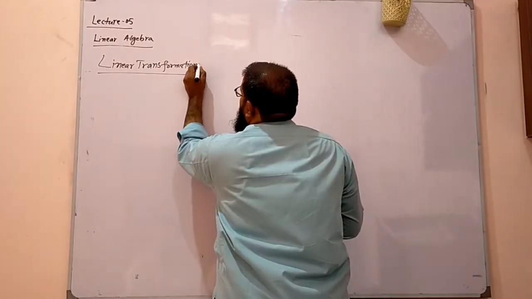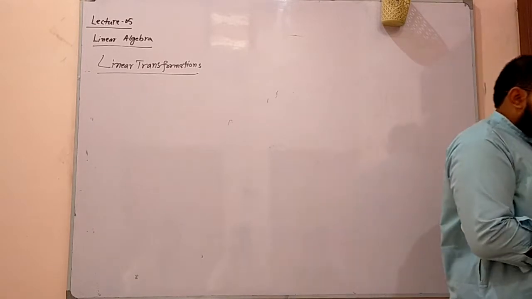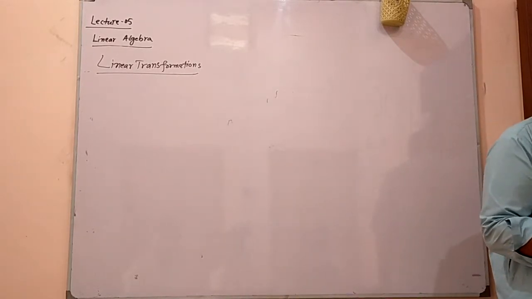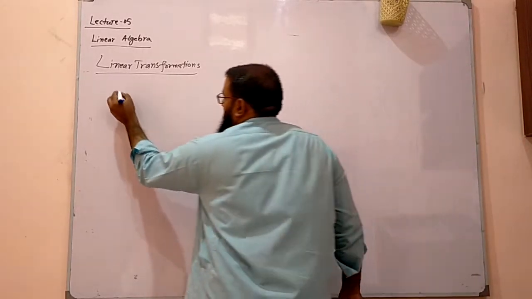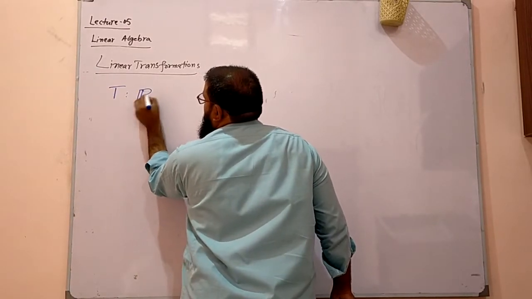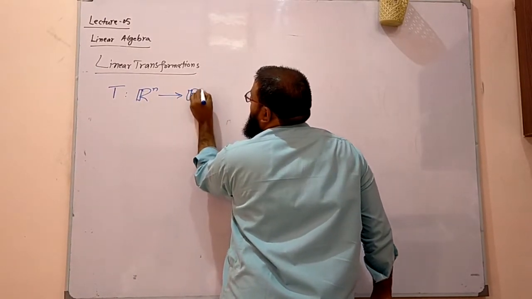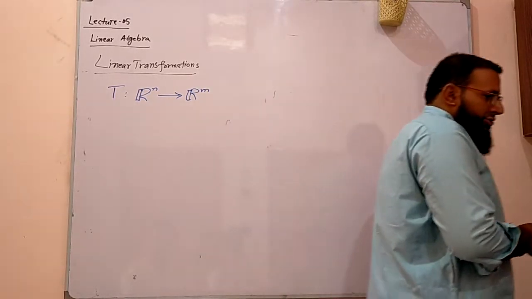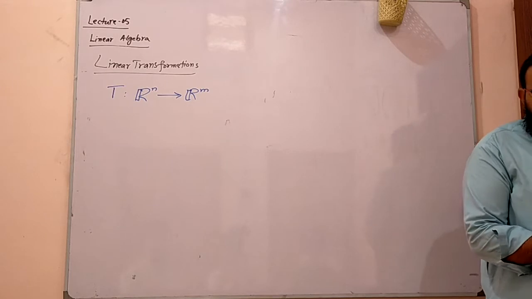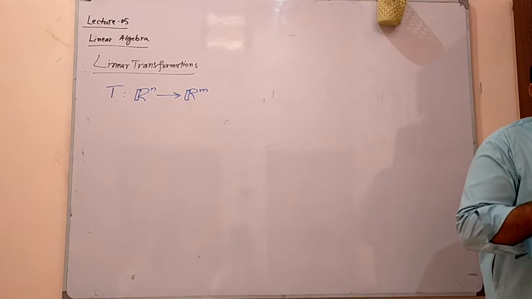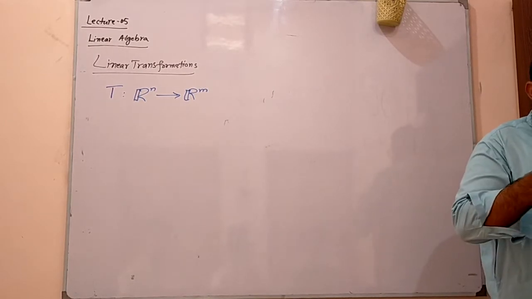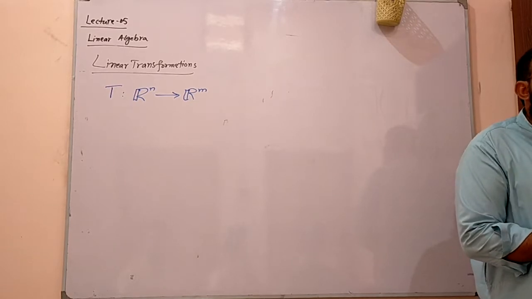Okay, so the next topic that we want to discuss is what we call linear transformations. You can define a linear transformation in whatever way you want. It's basically a function that takes values from some Rn and maps them to some Rm. So you take a vector from Rn, you apply some sort of transformation, and you get a vector in Rm.